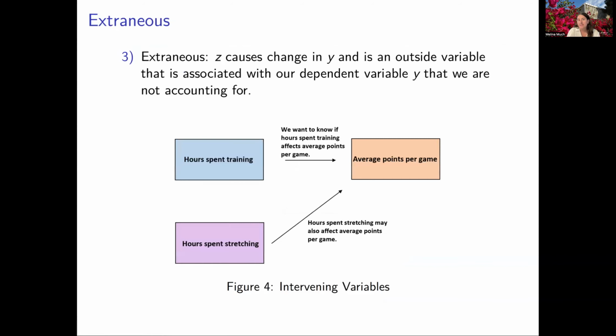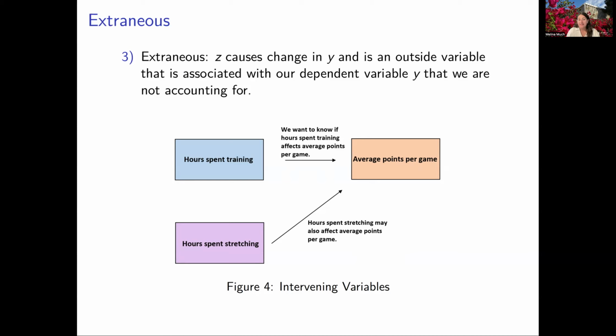The last one that I want you guys to think about is this idea of an extraneous variable. An extraneous variable is a Z that causes a change in Y and is an outside variable associated with our dependent variable that we're not accounting for at all. So we're trying to understand hours spent training and how it affects, say, a set of basketball players, and the amount of points they're scoring per game.